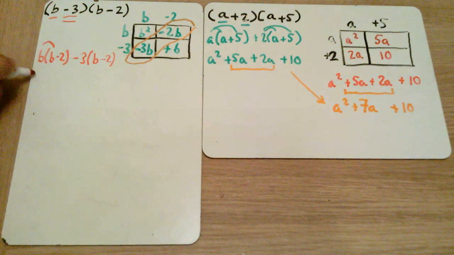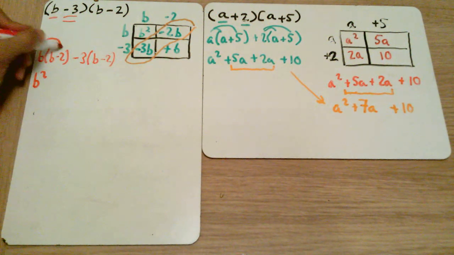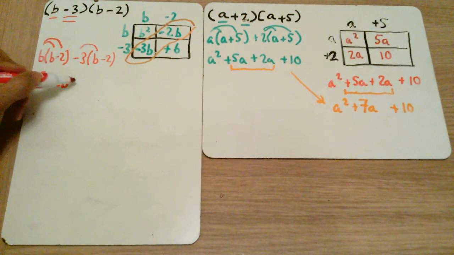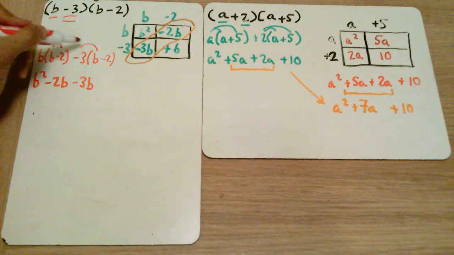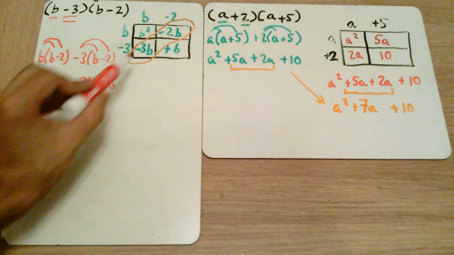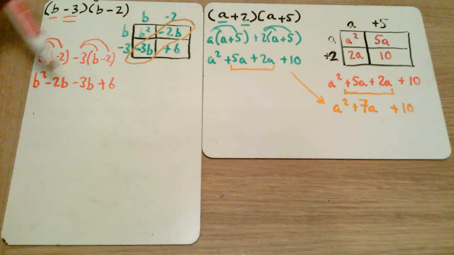B times b, b squared. B times minus 2, minus 2b. Minus 3 times b, minus 3b. And minus 3 times minus 2, plus 6. Exactly the same things we had over here. B squared, minus 2b, minus 3b, plus 6.